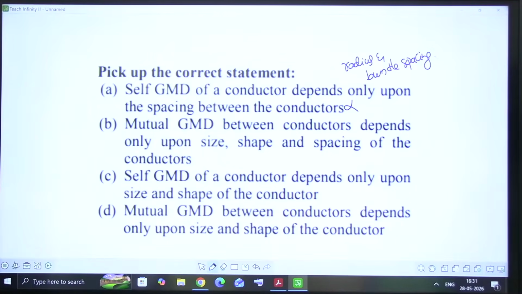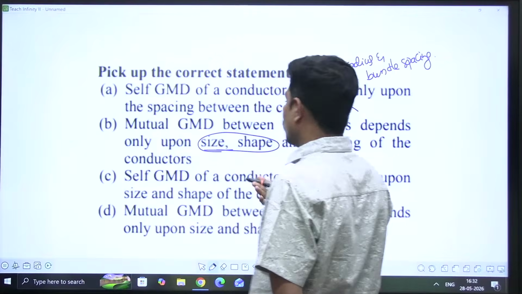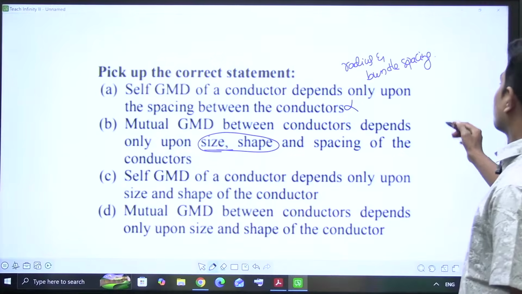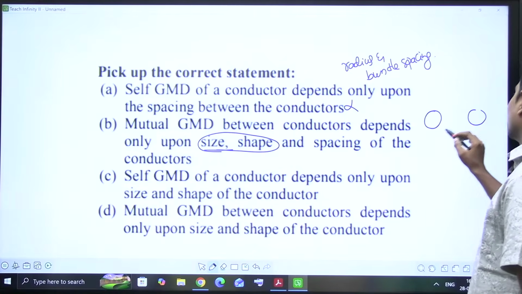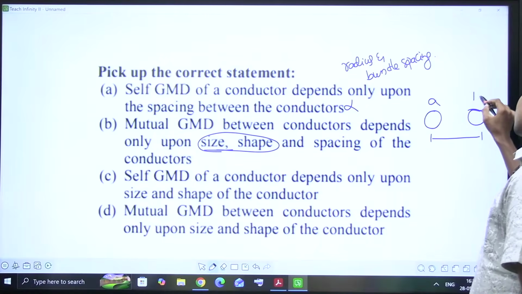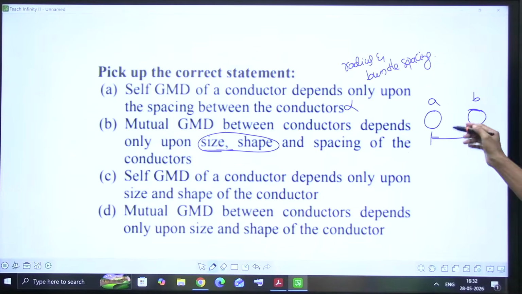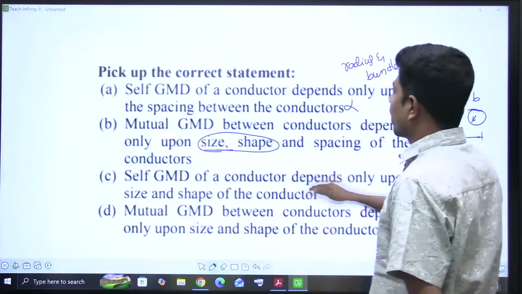Mutual GMD between conductors, GMD itself is mutual. Conductors depends only upon size, shape and spacing of the conductor. No, that is nothing to do with the size and shape. Mutual means GMD. So this conductor to this conductor distance, that's all. This is A, this is B. This conductor to this conductor distance will decide about GMD, right? Nothing to do with the radius of this conductor and shape of the conductor.